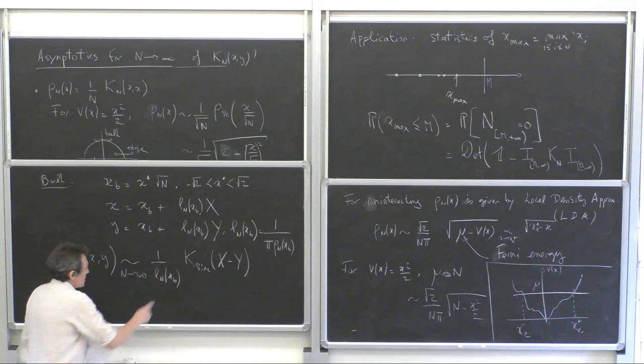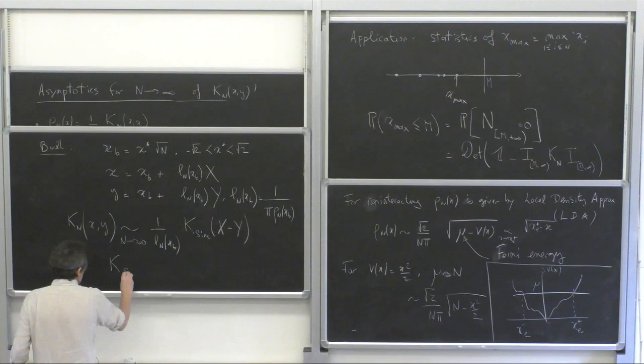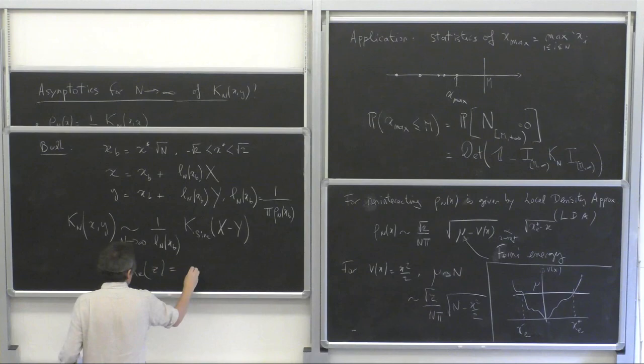Well, I guess it's an object that you have seen before. So let me just define it as a function of z. This sine is just sine of pi z divided by z.